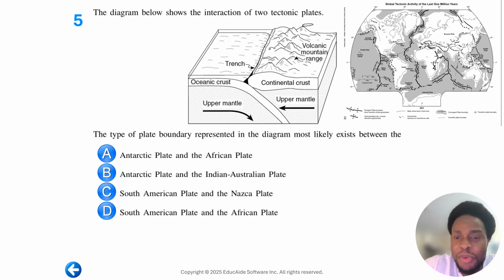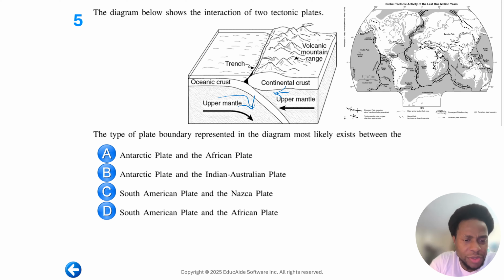Finally, question number 5. What type of plate boundary represented in a diagram most likely exists between... So let's look at the diagram. The diagram here is showing a subduction zone. So definitely this is a convergent plate boundary. So a convergent plate boundary will exist between what two plates? That's what the question is indirectly asking.